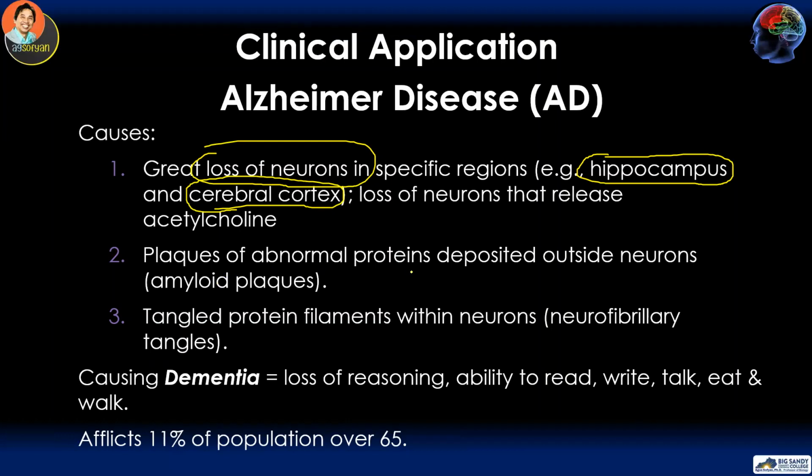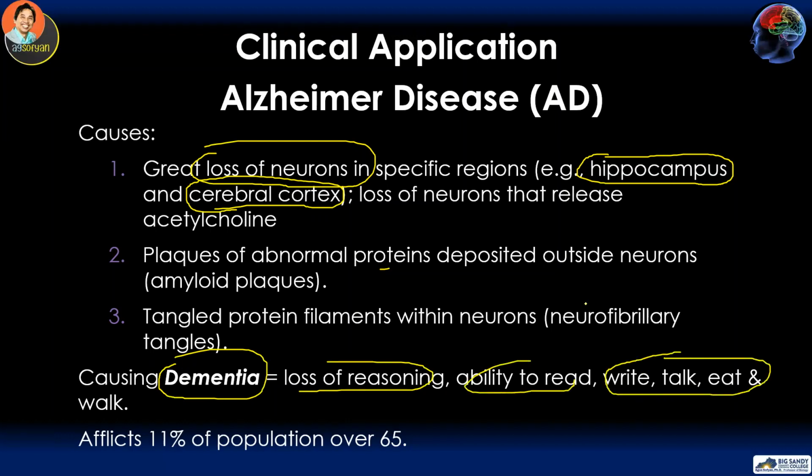Maybe some plaques are deposited in the brain, and maybe some proteins are also causing problems in the brain. So this is AD, and it might develop into dementia, which is loss of reasoning, and the ability to read, write, talk, eat, etc. So Alzheimer's disease can develop into dementia, and usually affects older people. Those over 65 may have this AD or dementia problem.